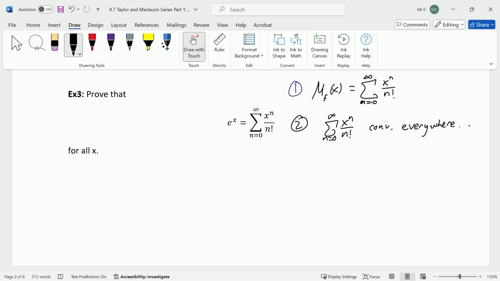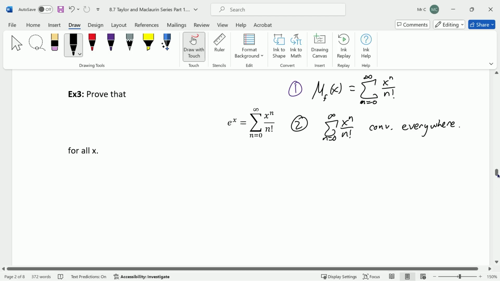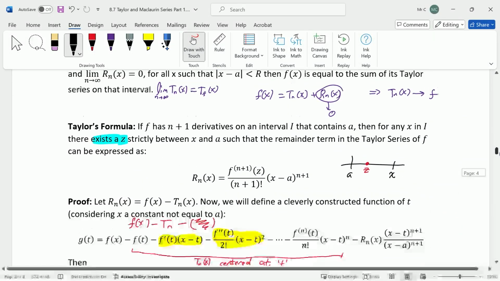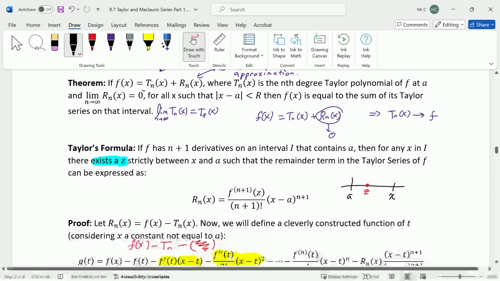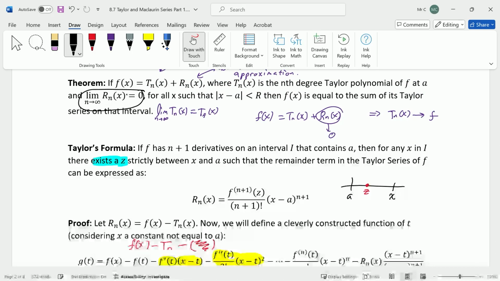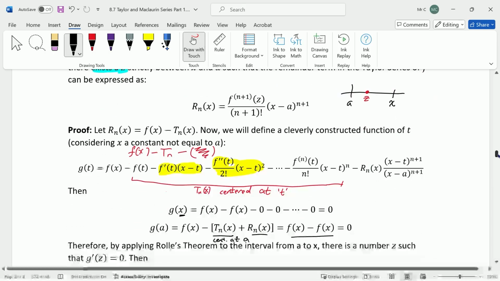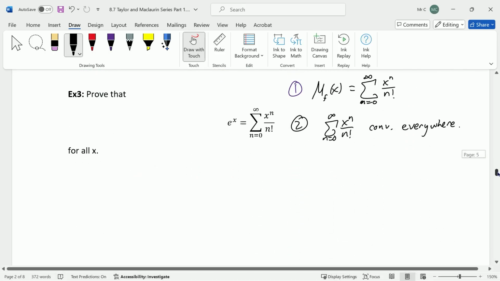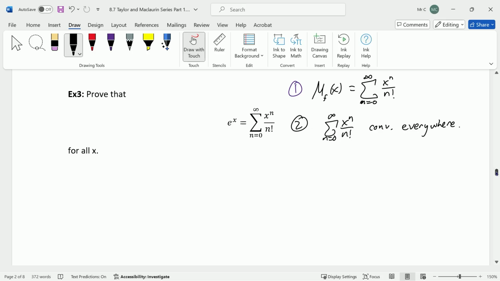So how do we show that it's equal to the value of e to the x? Well, we go back to that theorem. That theorem says if the remainder has a limit of 0, then f of x is equal to the sum of its Taylor series on the interval of convergence. So we just have to figure out how to show the limit of the remainder is equal to 0. That's not trivial, by the way, but that's what we're trying to do.